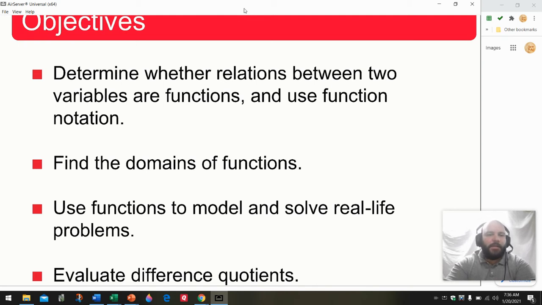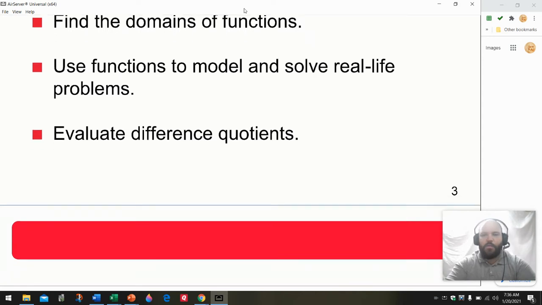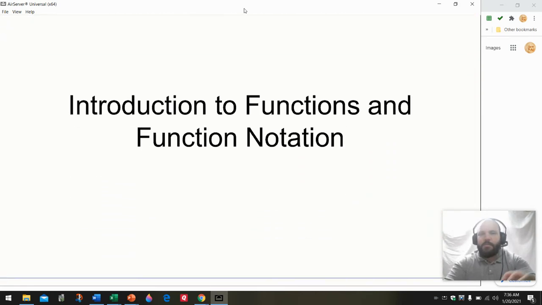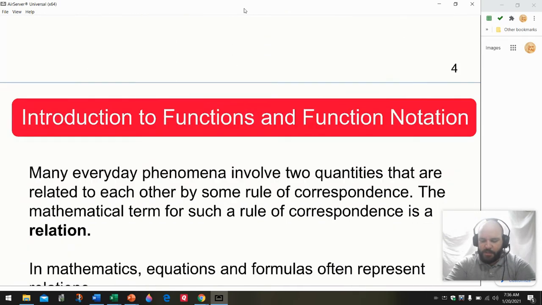We're going to talk about determining whether relations between two variables are functions, and then use function notation. We're going to find the domains of functions, and then we're going to use functions to model and solve real-life problems, and we're going to evaluate the difference quotients. So the first thing we're going to discuss is an introduction to functions and function notation.